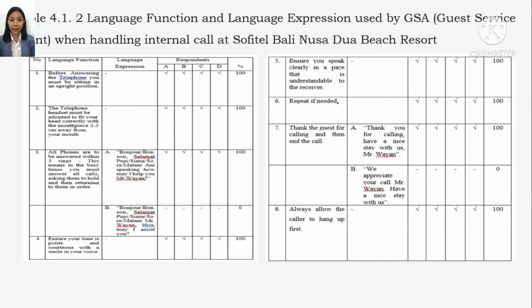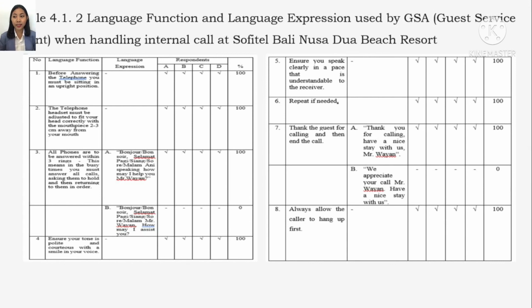Let me move to the next table, which is about the language function and language expression used by guest service agents when handling internal calls at Sofitel Bali Nusa Dua Beach Resort. As you can see in the table, the language function is still the same. There are 8 language functions and a different language expression when handling internal and external calls. As you can see in table number 3, when we answer the phone within 3 rings, the language expression usually used by guest service agents at Sofitel Bali Nusa Dua Beach Resort is by saying, Bonjour, selamat pagi, Ani speaking, how may I help you, Mr. Ryan? No need to mention our hotel's name again, but don't forget to mention the name of the caller and the name of the staff.